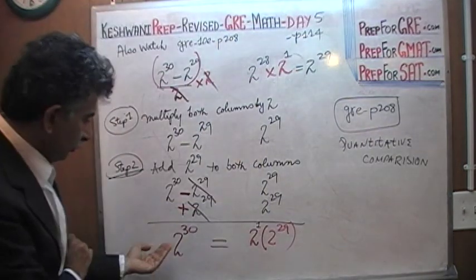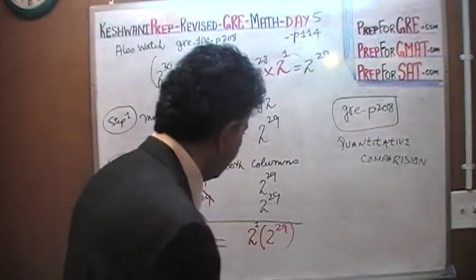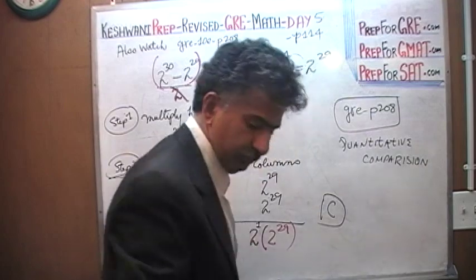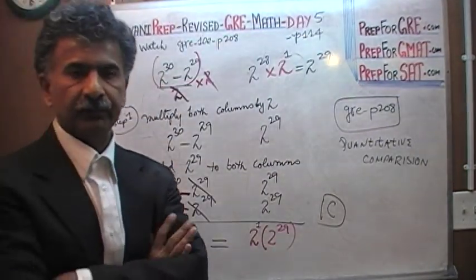So there you are, the 2 quantities are equal, 2 to the 30th, which is the same as 2 to the 30th. The answer is C. Of course the answer is C, because we already saw that the answer was C when we did it the quick way. The answer is not going to change, obviously.